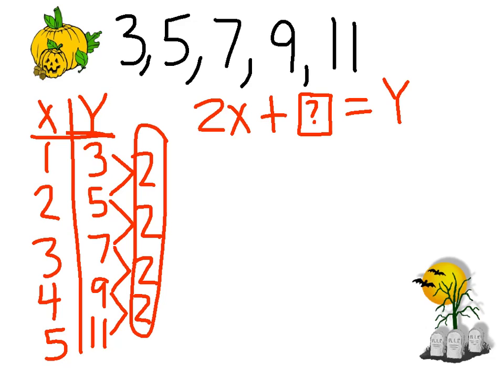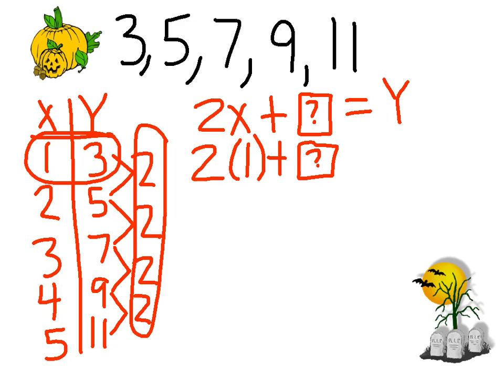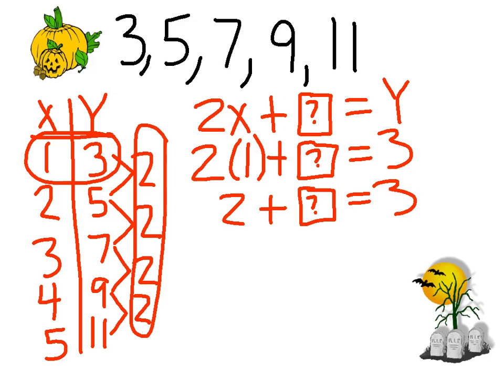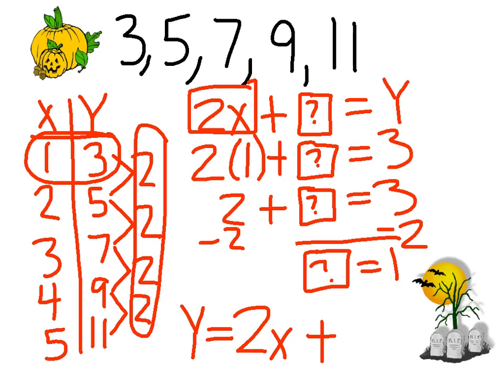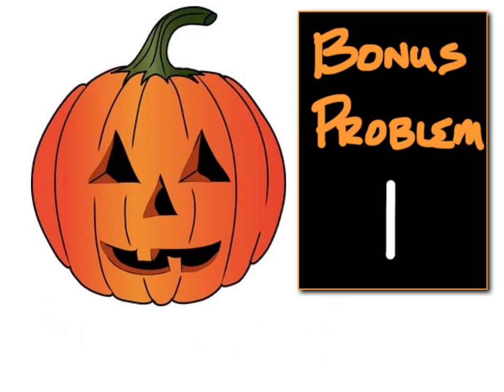Alright, to find our number, we need to plug in one of our ordered pairs. So we plug in 1 for x, and we plug in 3 for our y. 2 times 1 is 2, plus our number is equal to 3. We subtract 2 from both sides. So our number is going to be equal to 1. So when we make our function, we have y is equal to whatever we had here, 2x plus our number, and we found our number to be 1. So the answer should be 2x plus 1.